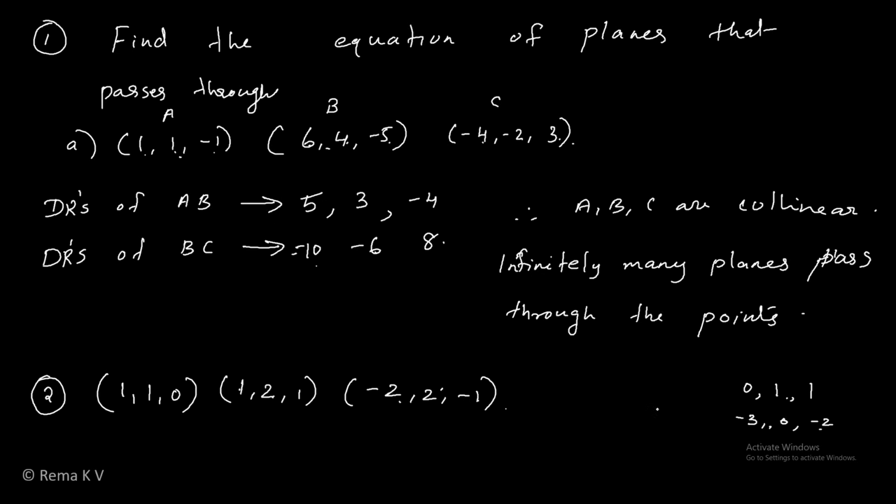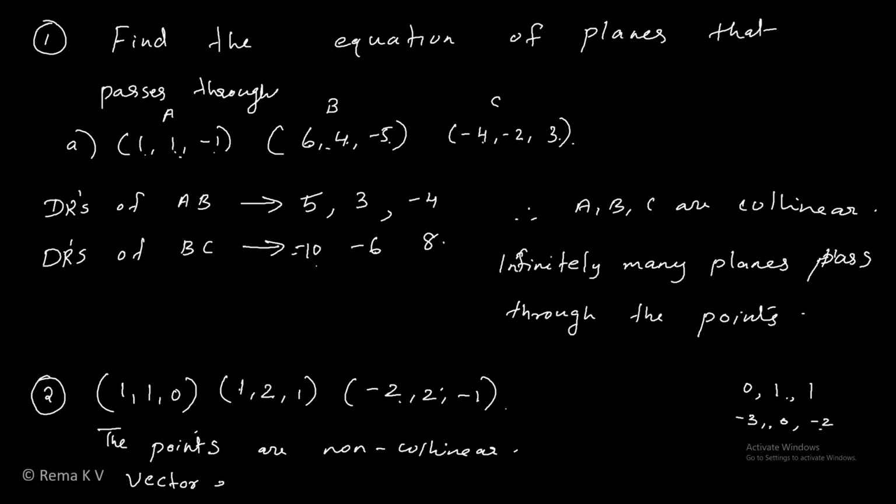Okay, these direction ratios are not proportional. So the points are non-collinear points. So we can write the equation of a plane. Points are non-collinear. Therefore, we can write the equation of the plane and the vector equation.